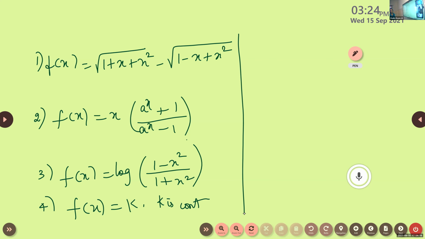Yes, what is the answer? What is your answer? Which is the odd function?